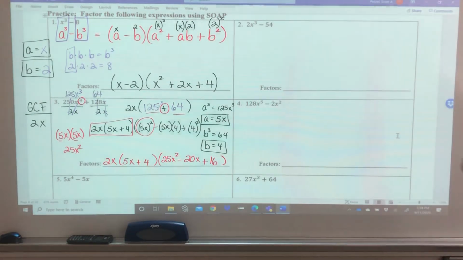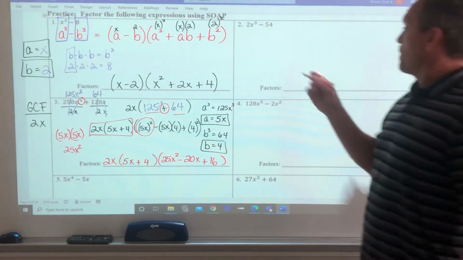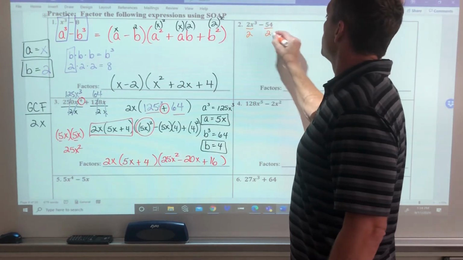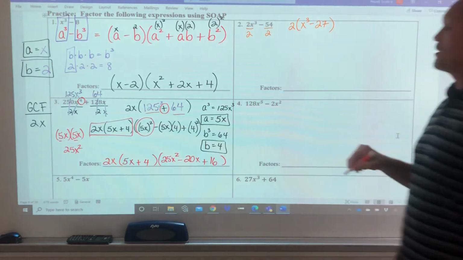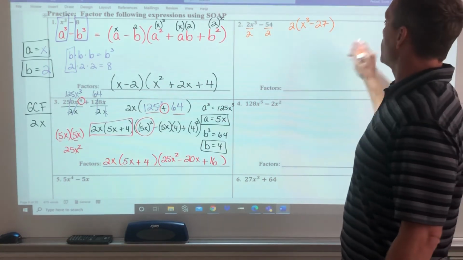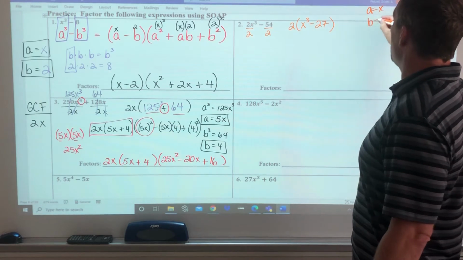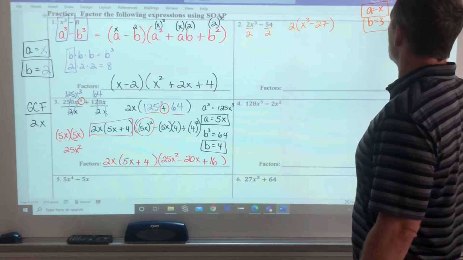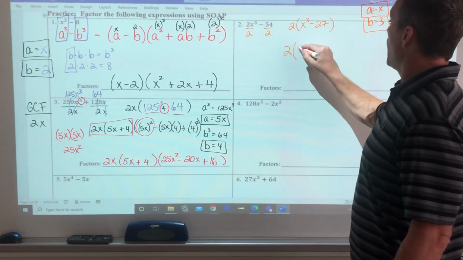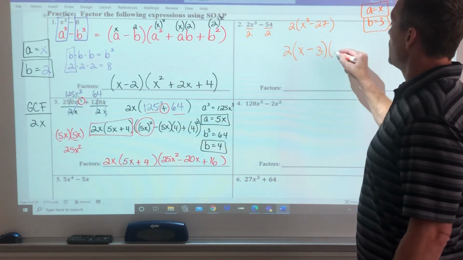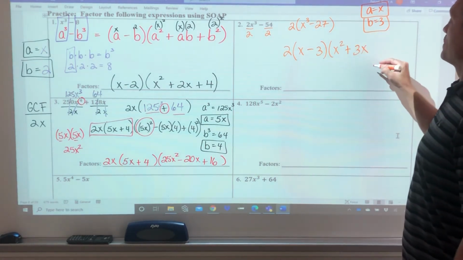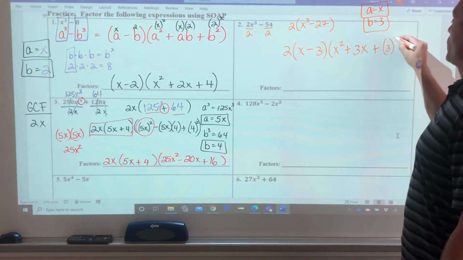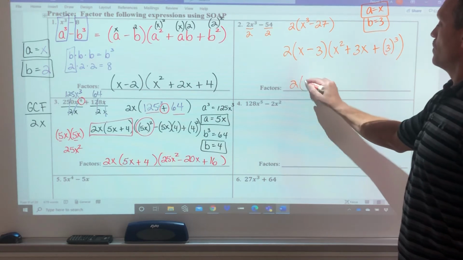If I look at number 2, I recognize that 2 is not a perfect cube, so I need to factor that out when I rewrite that in its factored form. Now I have x cubed is a perfect cube, 27 is a perfect cube, so my a equals x and my b equals 3. And I plug in x, same, x squared, opposite, 3 times x, 3 squared. So my total answer at that point.